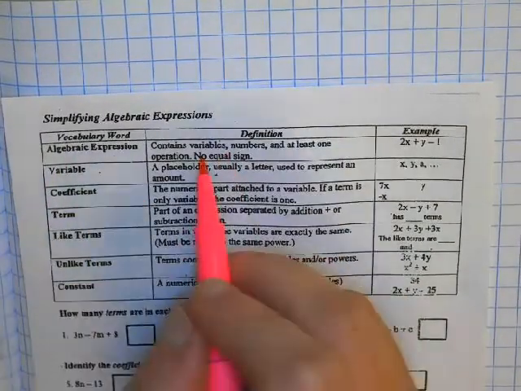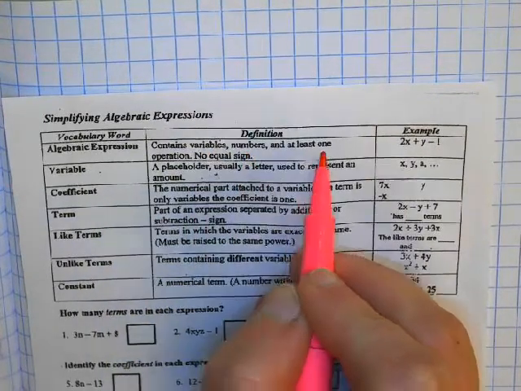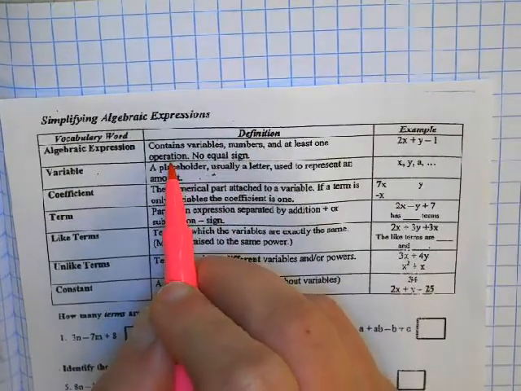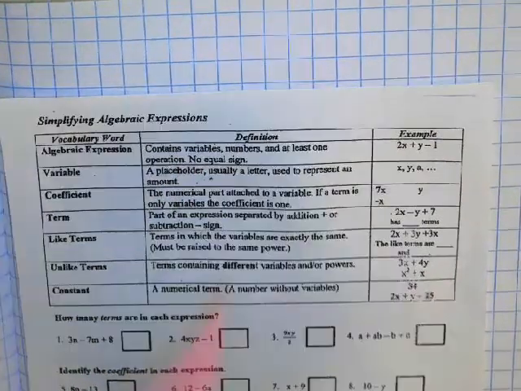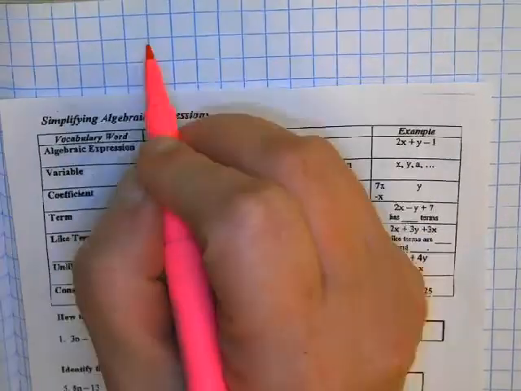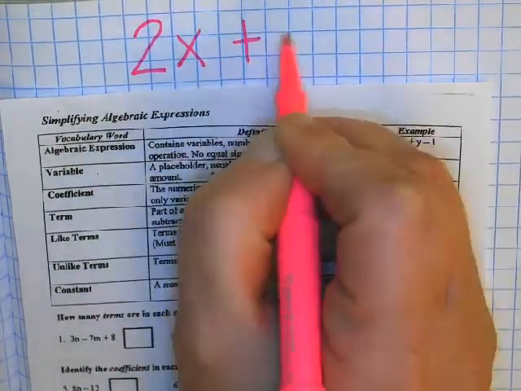It contains variables, so that's just your letters, numbers, and at least one operation. That means add, subtract, multiply, divide, but no equal sign. So for an example, that would look something like 2x plus 1.